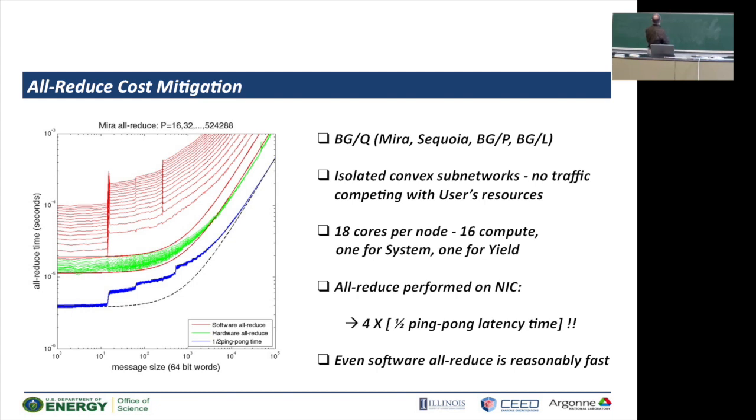Here's the hardware all reduce, for processor counts going from 16 up to 500,000. Hardware all reduce is just 4 times half the round trip ping pong time. In other words, I send you a message, you send back, and I divide that time by half. If I do an all reduce on the entire machine, it's 4 times that value, independent of P. Fantastic, okay? You don't have this log P scaling, so there's no reason you couldn't go to 1 billion with this architecture.